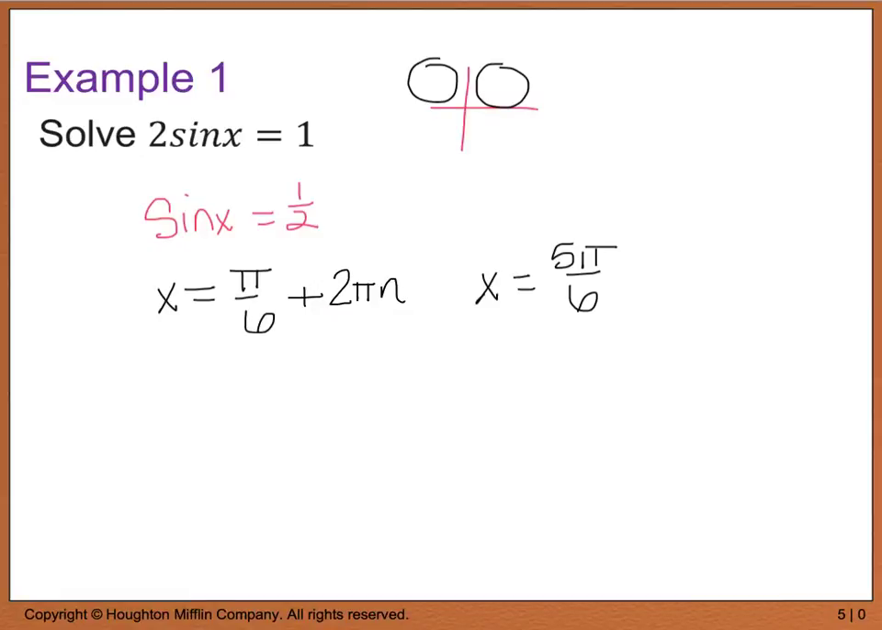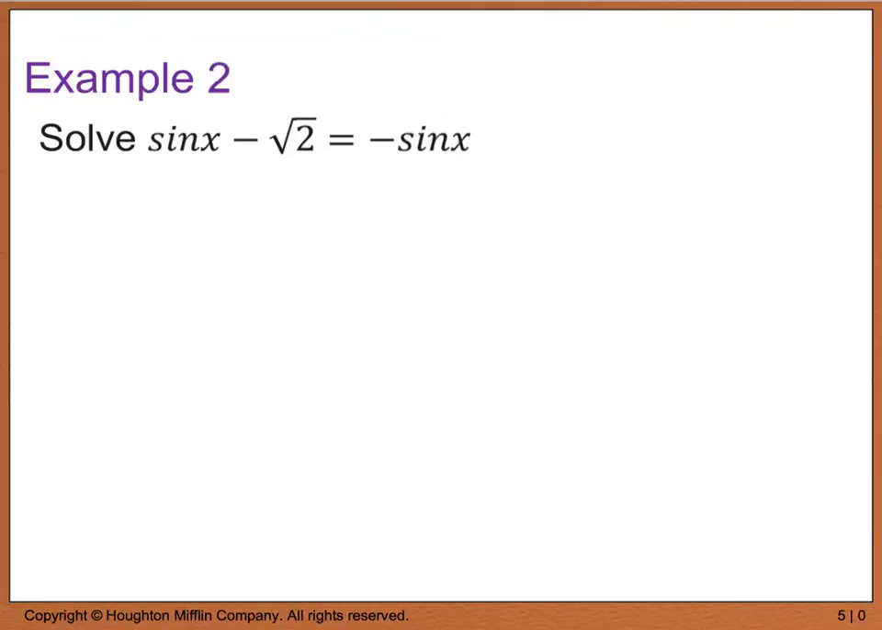We must also do the same thing over here with the 5 pi over 6. Because if I add some increment of 2 pi to it, it's going to continue to put me back over in this quadrant. Example 2 says sine x minus the square root of 2 equals a negative sine x.